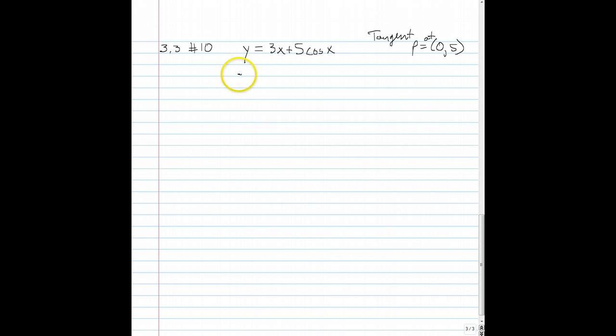So this problem is very similar to number 9 that we just did. First we want to take the derivative. So y prime equals 3 plus 5 times the derivative of cosine would be negative sine. So our derivative is 3 plus, minus 5 sine x.